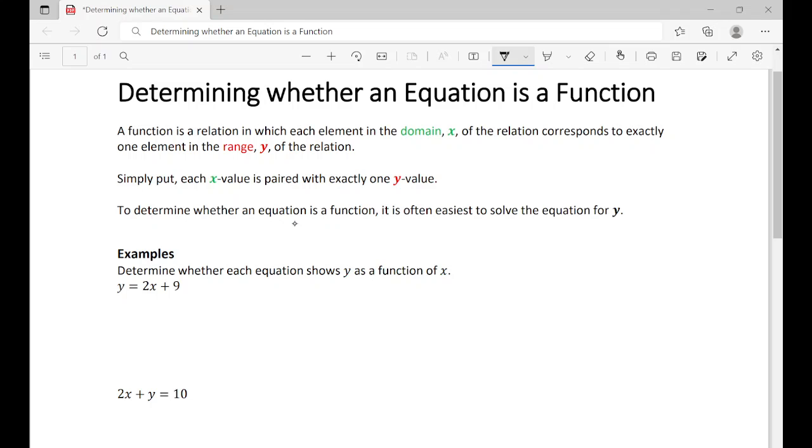So to determine whether an equation is a function, it's often easiest just to solve the equation for y. If you can solve for y and just get a single equation afterwards, then it is a function.